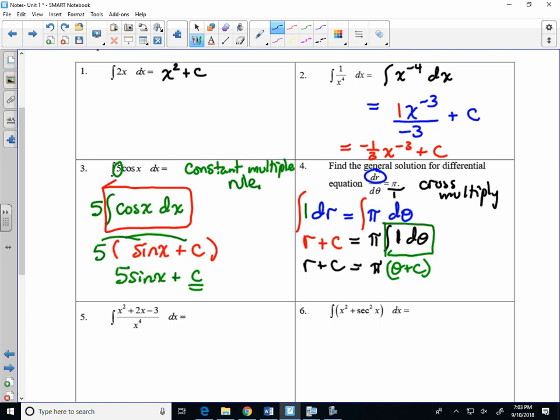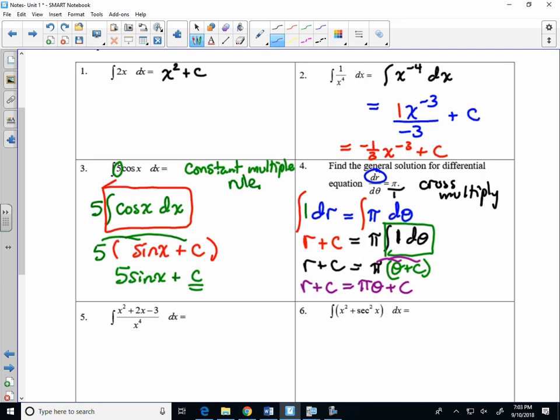All right. So on the right-hand side, we're going to do something very similar to what we did in number 3, and then we'll consolidate our c's. All right. So we're looking at r plus c equals pi theta plus c, right? Because I'm distributing. Constant times a constant is a constant.